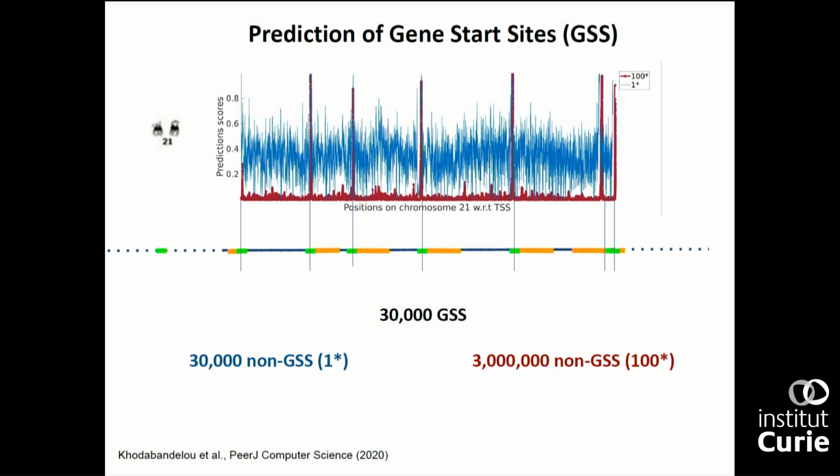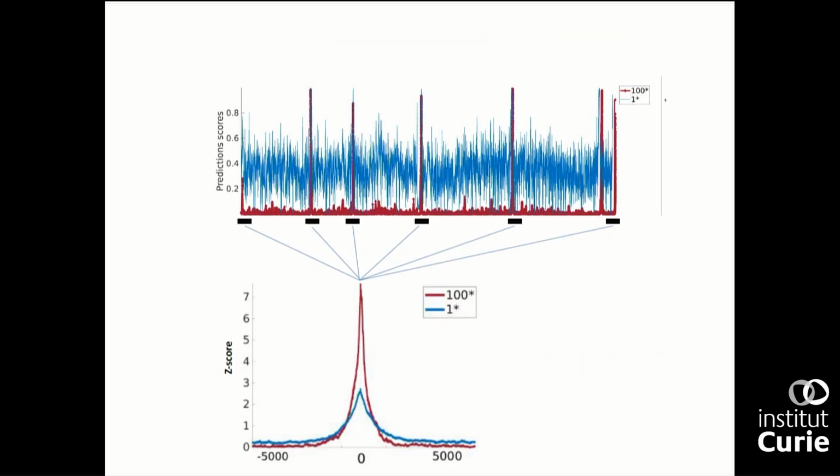Here, 3 million negative examples, and then you get a network which has a very clear signal and which can spot the gene start site precisely. Then you can make a picture which is an average of these signals over the gene start site position here at 0, and then you have a nice peak of the prediction around 0, which is much sharper. That was the purpose of this paper, in the case where you take 100 times more negative examples than in the case where you take a balanced number of examples.